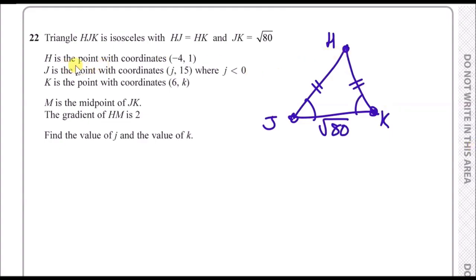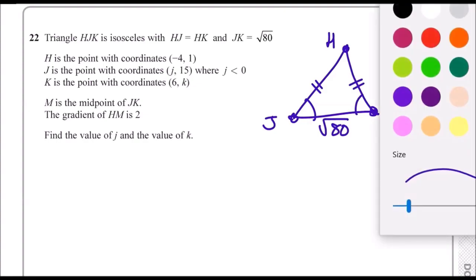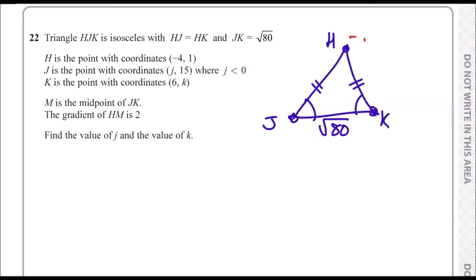Now next point. H is the point with coordinates minus 4, 1. So I'm going to do this in red. We got minus 4, 1 over here. J is the point with coordinates j, 15. So J here is j, 15. K is the point with coordinates 6, k. So this is 6, k. Okay, cool.